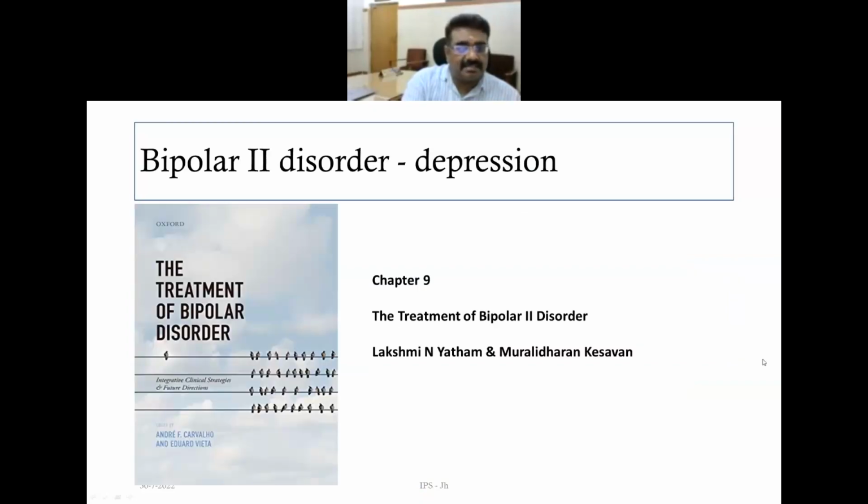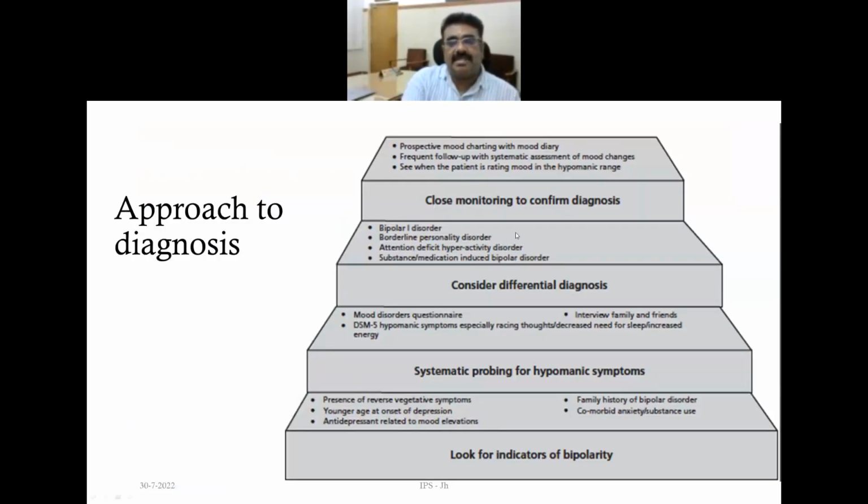Bipolar 2 depression, again, just referring to some work that we had done earlier. This book contains a chapter on the treatment of bipolar 2 disorder. One of the important things in bipolar 2 disorder is that it can be frequently misdiagnosed as many other disorders. Like Dr. Mishra mentioned a little earlier, if you're getting a patient with frequent episodes of depression, look for indicators of bipolarity. Systematically probe for hypomanic symptoms. He did mention the Mood Disorders Questionnaire. Then you look at all the possible differential diagnoses: bipolar 1, borderline personality disorder, attention deficit hyperactivity disorder. And then you do close monitoring of the patient to confirm the diagnosis.